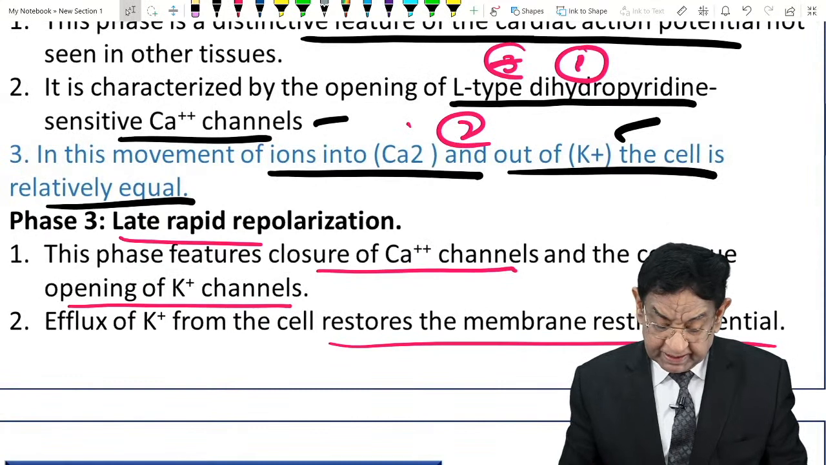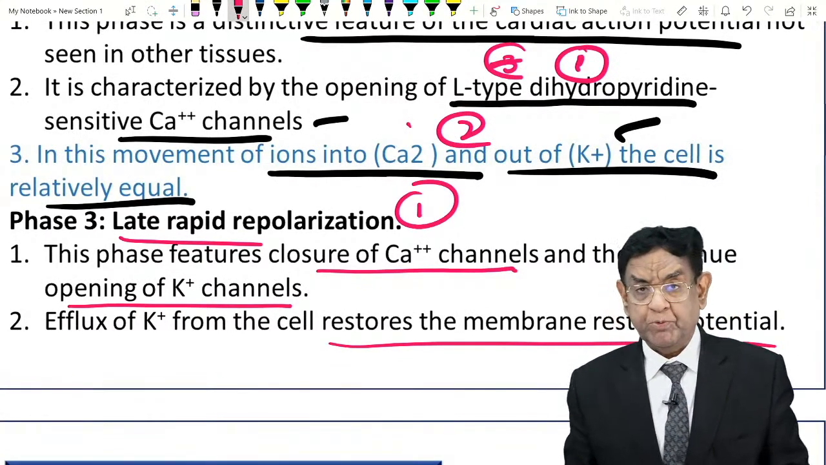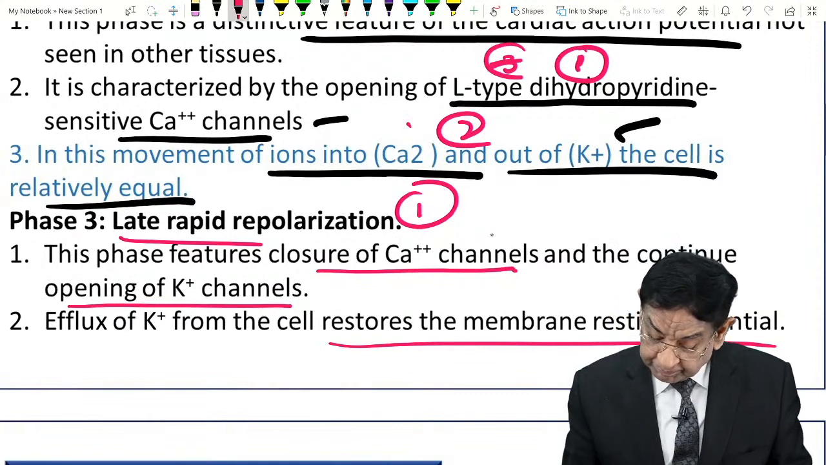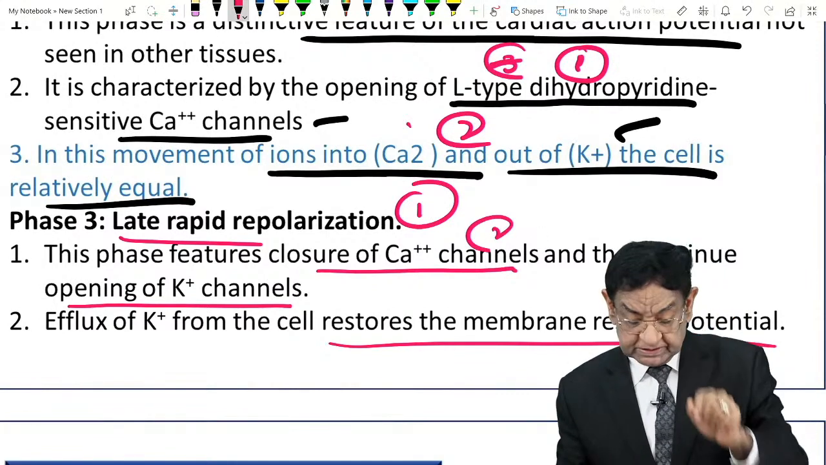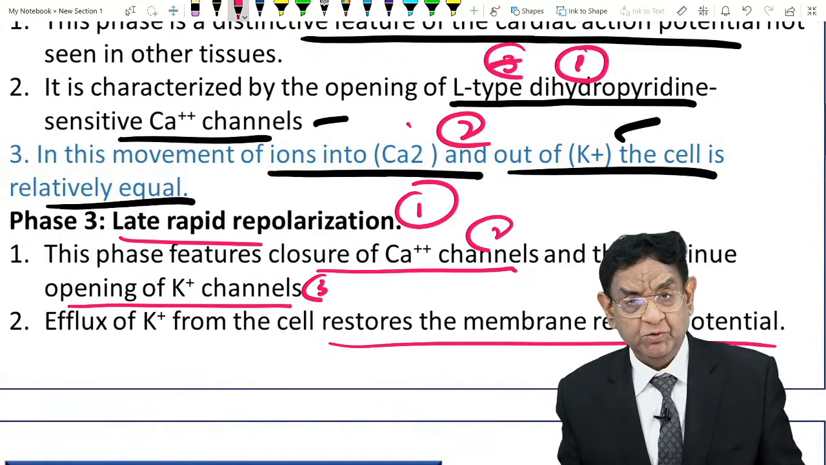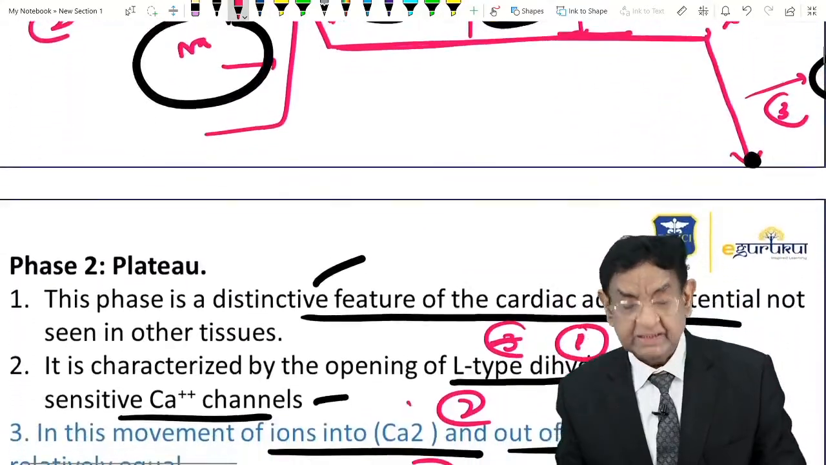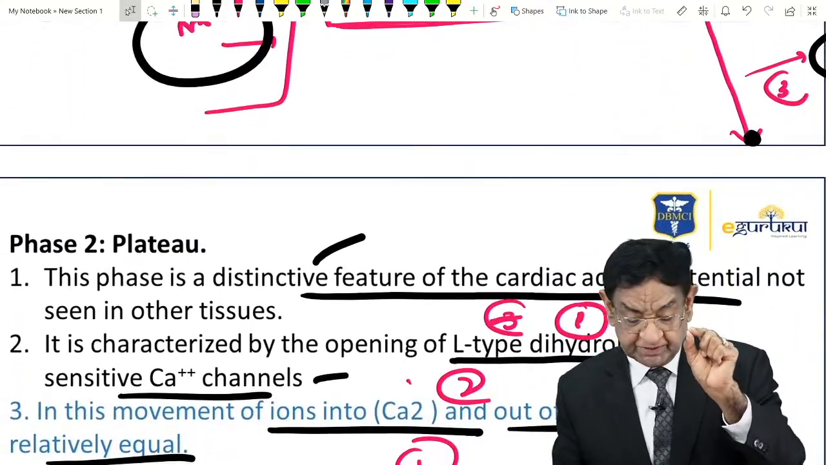Then in phase 3, late rapid repolarization. This is due to calcium channel closes and potassium channel open. That's all. There are only keywords to be remembered in this. So now you see the sequence of what we say.